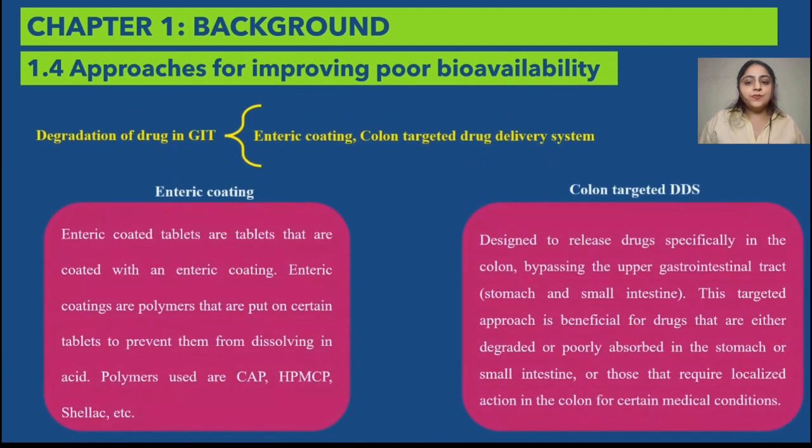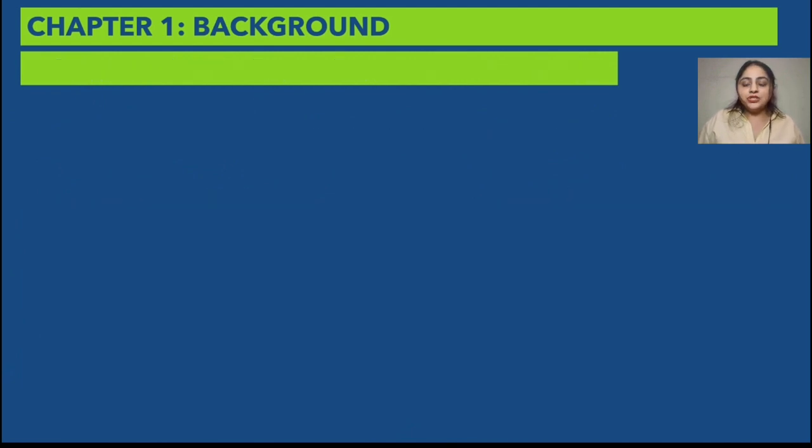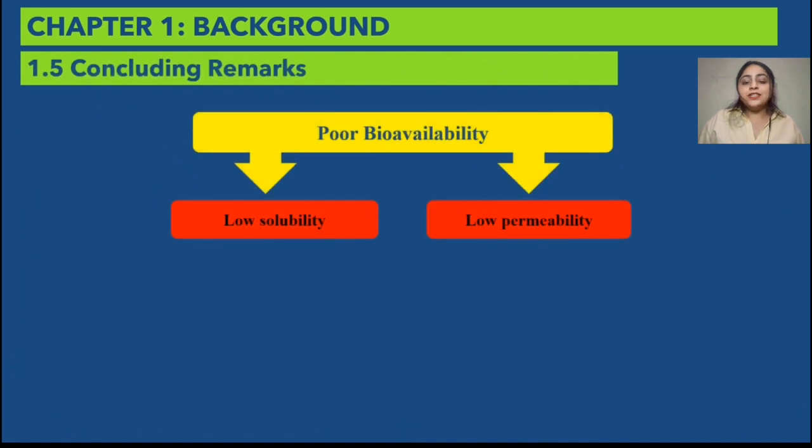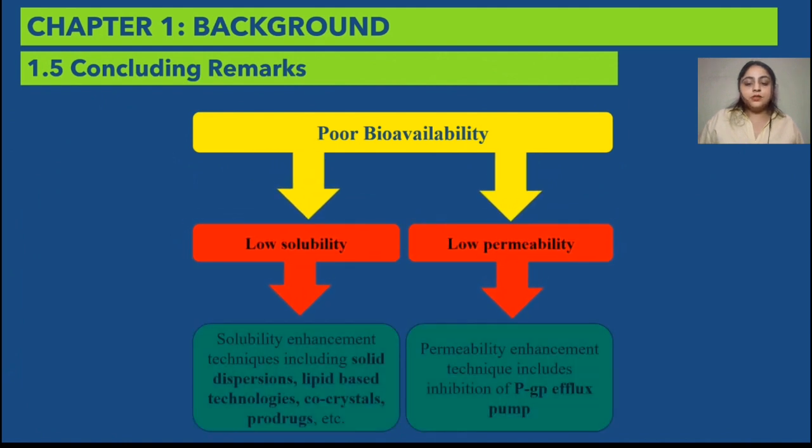Degradation in the GIT is a very well known problem, where we can use enteric coating or a colon targeted drug delivery system to stop degradation in the GIT. So what can we conclude from this study? That poor bioavailability can have two reasons, that is low solubility and low permeability. Low solubility can be solved by using solubility enhancement techniques including solid dispersion, lipid crystals, co-crystals and prodrugs, and low permeability problems can be solved by inhibiting the P-gp efflux pump. So what is P-gp?